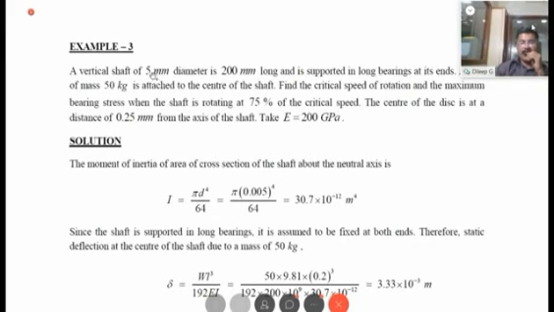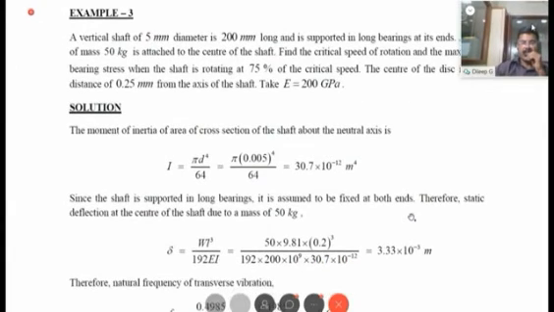Pi into 5 millimeter means 0.005, the whole raised to 4 by 64. So you'll be getting I as 30.7 into 10 raised to -12 meter raised to 4. I you already found out. Now, since the shaft is supported in long bearings, it is assumed to be fixed at both ends. Therefore, static deflection at the center of the shaft with mass 50 kilogram.